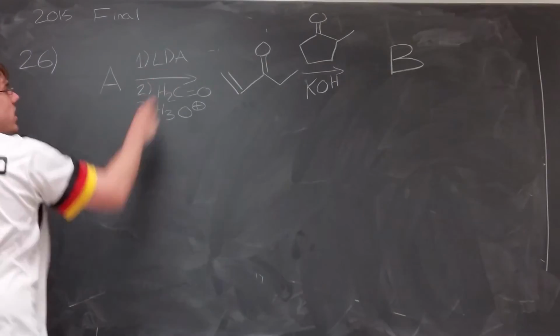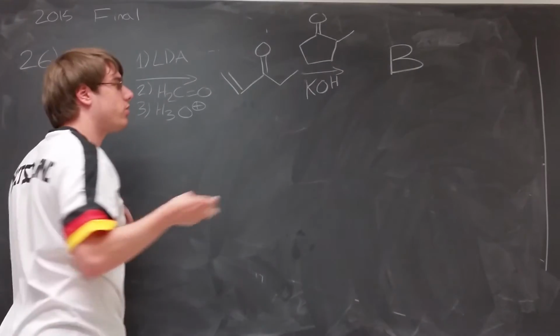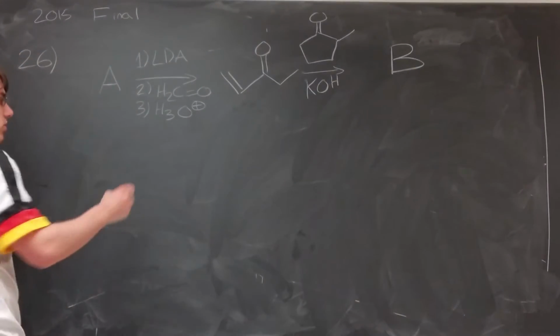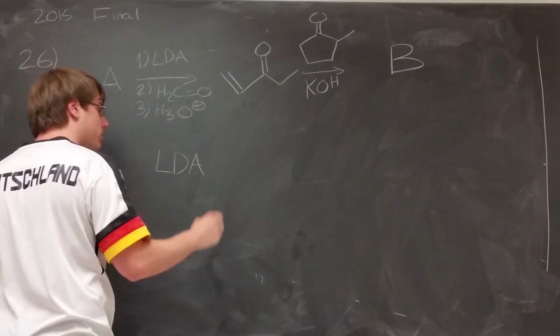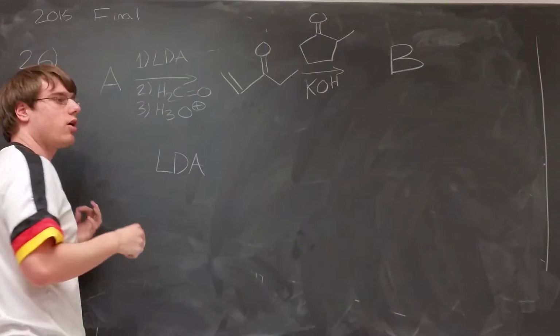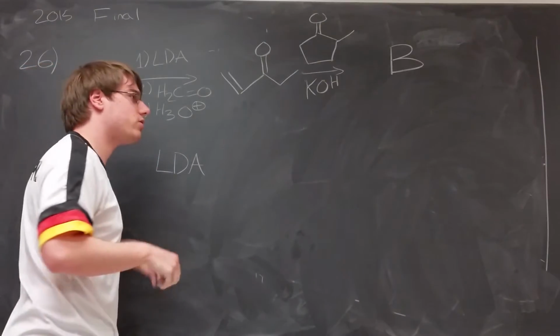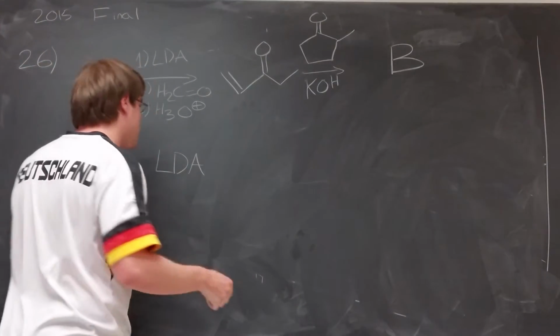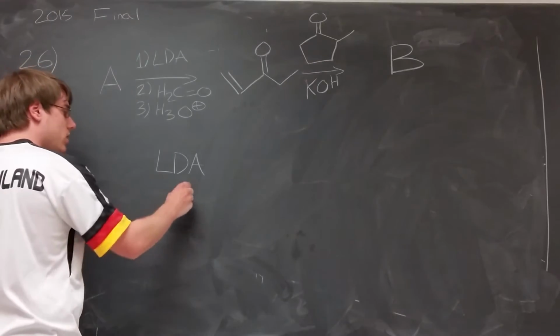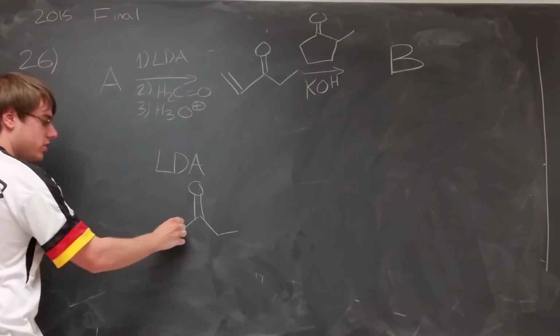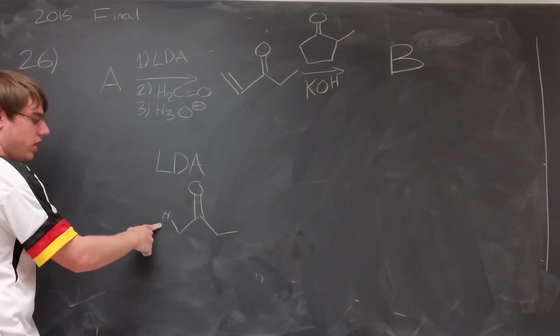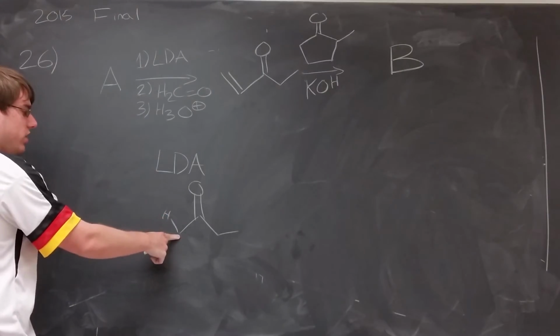So I see LDA. LDA is a base, so it deprotonates something. And remember the rule about LDA: it is a bulky base, which means it likes to deprotonate from the side or from a carbon that has the most hydrogens, or the lowest substitution. It makes the less stable enolate. So for example, if I had a carbonyl like this, it would prefer to deprotonate here, pulling off one of those hydrogens and making that the carbon with the enolate on it.